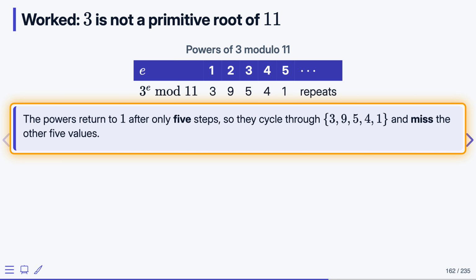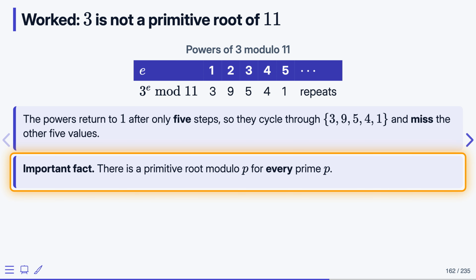Once you hit 1, the whole pattern starts again. So the powers of 3 only reach 5 values: 3, 9, 5, 4, and 1. They miss the other 5. So 3 is not a primitive root of 11. The good news is that every prime has at least one primitive root. You may have to hunt, but one is always there.